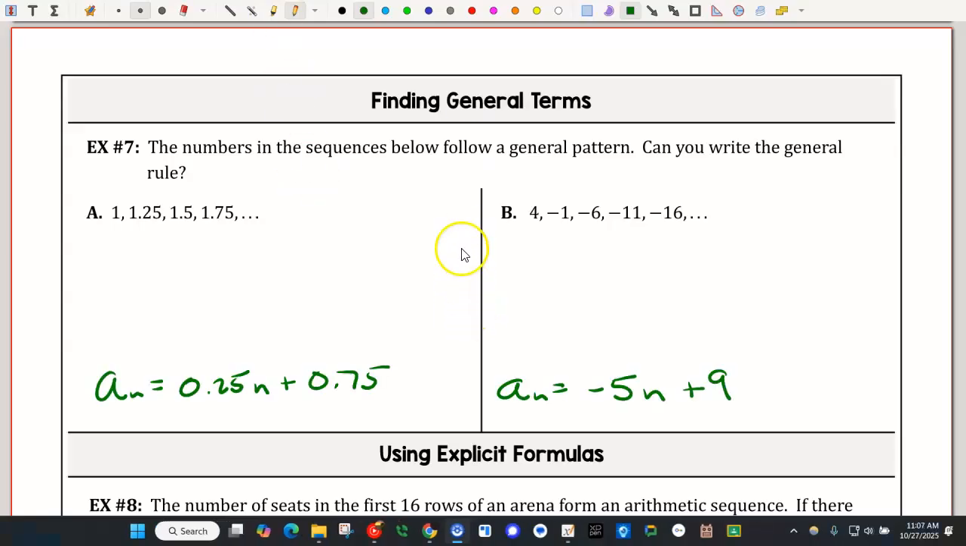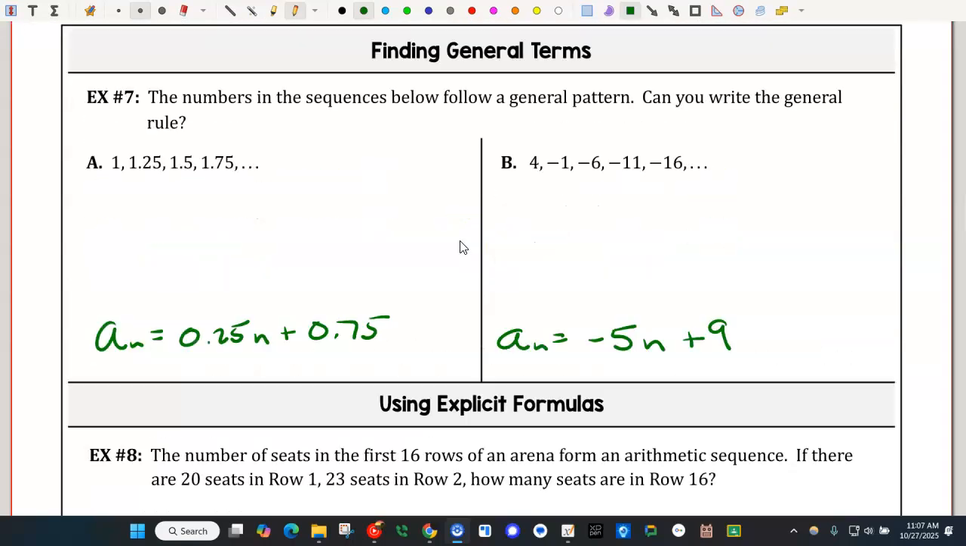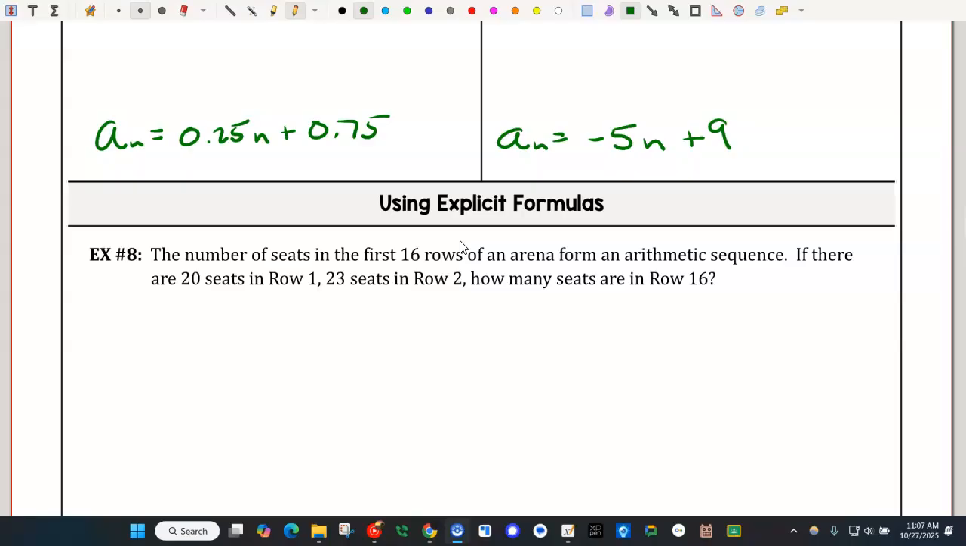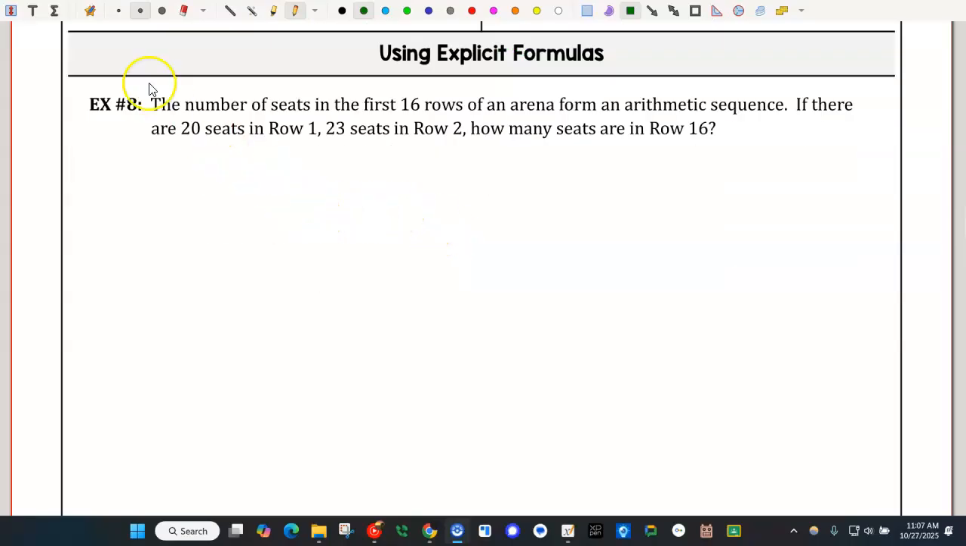So we have those, and let's look at the last one here, which is a typical problem for arithmetic sequences. It's the old movie theater seat problem, where they tell you that the number of seats in the first 16 rows form an arithmetic sequence. If there are 20 seats in row 1, 23 in row 2, how many seats in row 16? And so let's say our sequence starts at 20, goes to 23, and then dot dot goes on for a while, and then it's asking you how many right here are at the 16th row, A sub 16. So same thing, you can find the formula, plug in 16, and get a number.